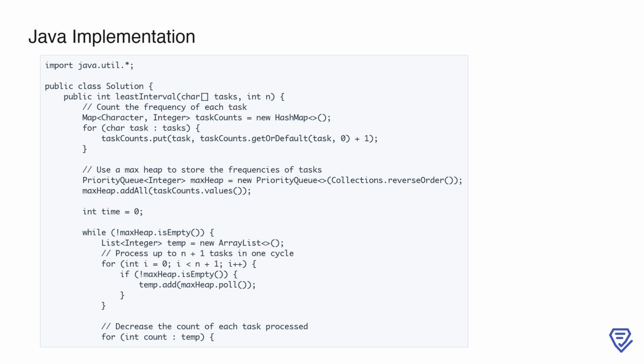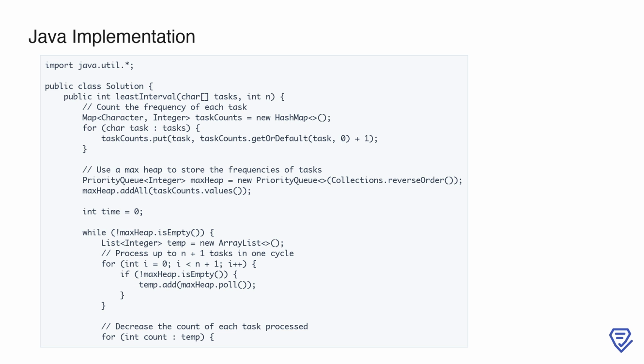Next, we use a max heap, implemented with a priority queue, to efficiently process tasks with the highest remaining frequencies. The max heap is initialized with a reverse order comparator to ensure that the highest frequencies are at the top. We then add all the task frequencies from the map into the heap. The variable time is initialized to track the total time taken to complete all tasks.